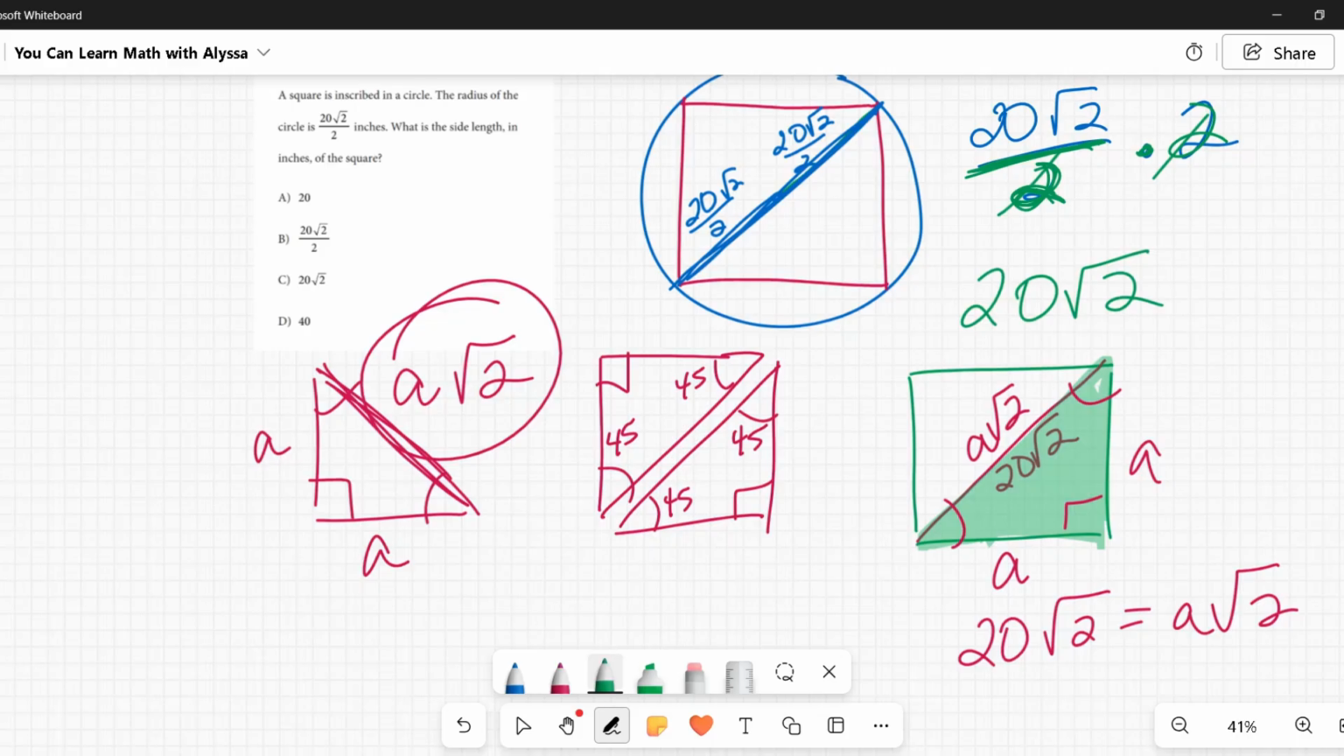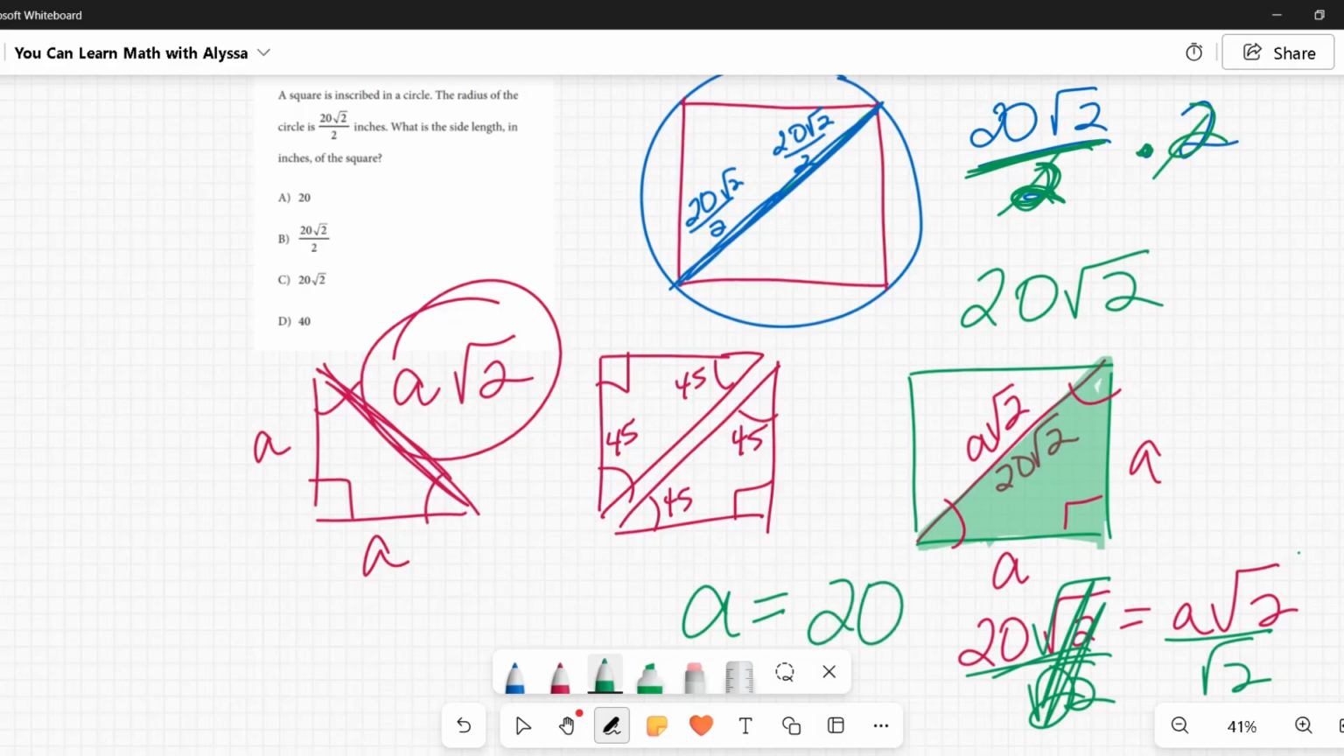I'm going to undo what's been done to A. I'm going to divide by the square root of 2 to get rid of it. I'm going to do that on both sides. And I am just left with, since this is 20 times the square root of 2 divided by square root of 2, they cancel out. A is 20. And that is the side length in inches of my square. And that is A, 20.